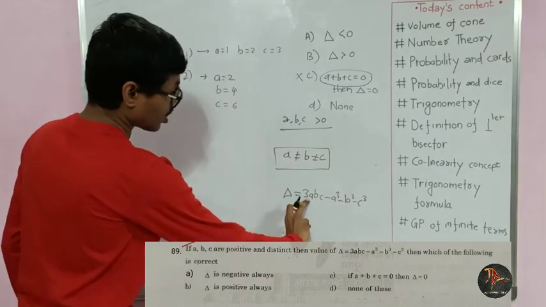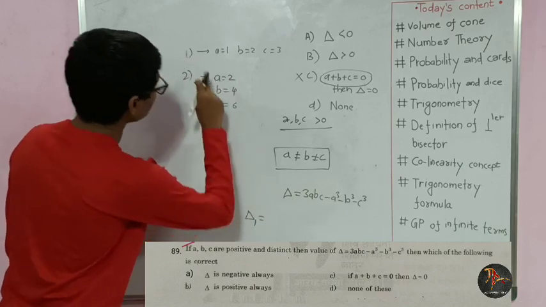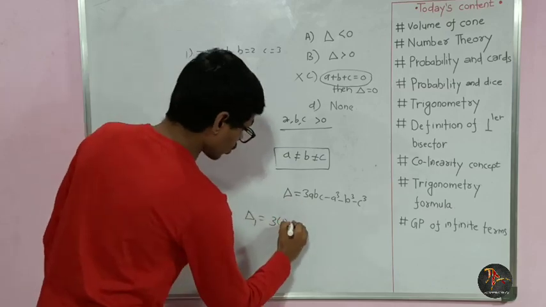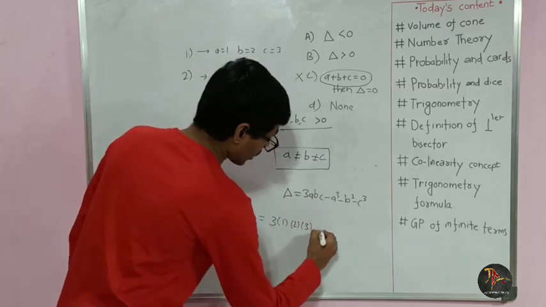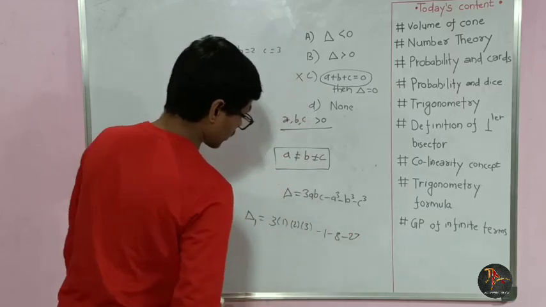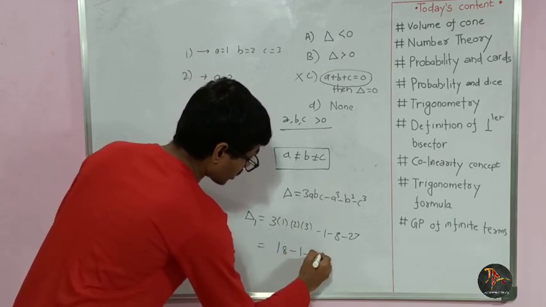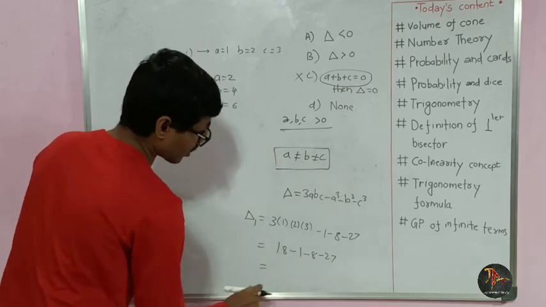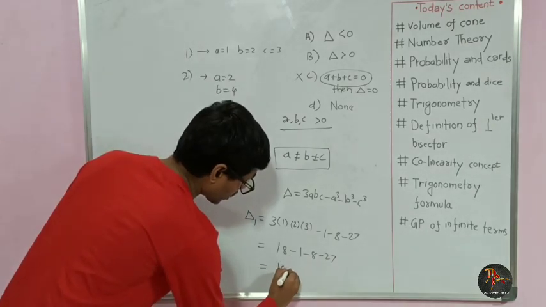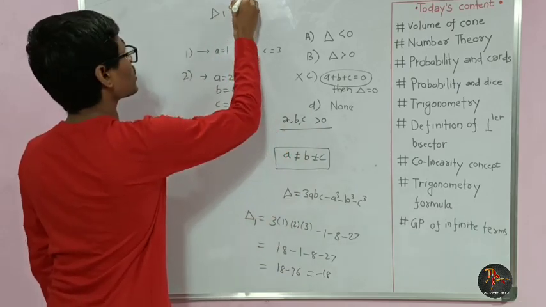Now, if I calculate this value for the first set, delta 1, I will get 3 times A times B times C, where A is 1, B is 2, C is 3, minus A cube which is 1, minus B cube which is 8, minus C cube which is 27. 3 times 3 is 9, 9 times 2 is 18, 18 minus 1 minus 8 minus 27. 27, 8, 1 sum to 36. This will be 18 minus 36, which is minus 18. So delta 1 is negative. Delta 1 is less than 0.